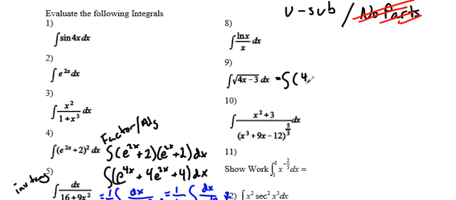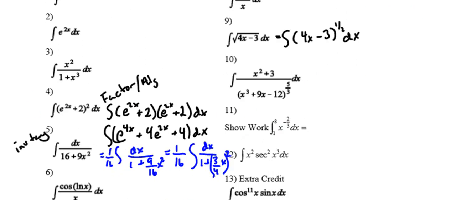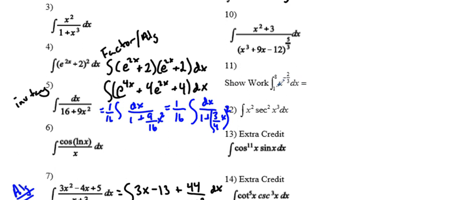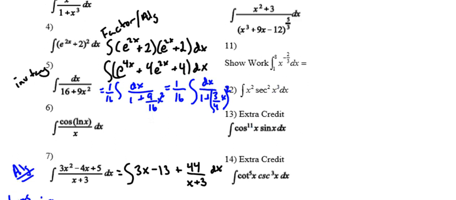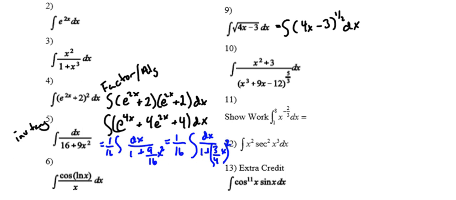We have 4x minus 3 to the 1/2 power. U substitution for that one. U substitution for this one, it works out pretty nice. This one, it doesn't appear there's going to be u substitution, but we have that. Definitely u substitution here. These are extra credit, which I'm not going to show you because that's extra credit you should know how to do.